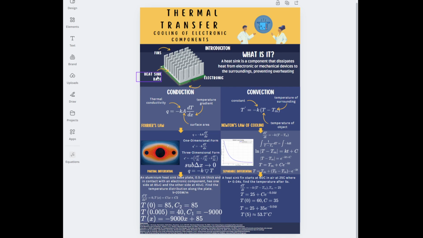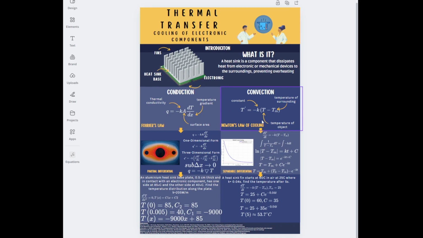The base is the one that makes contact with the electronic component, which is known as conduction, and the fins are the ones that dissipate heat into the environment, known as convection. For conduction, we use Fourier's law, where the heat flux represented by Q is equal to the thermal conductivity, surface area, and temperature gradient.